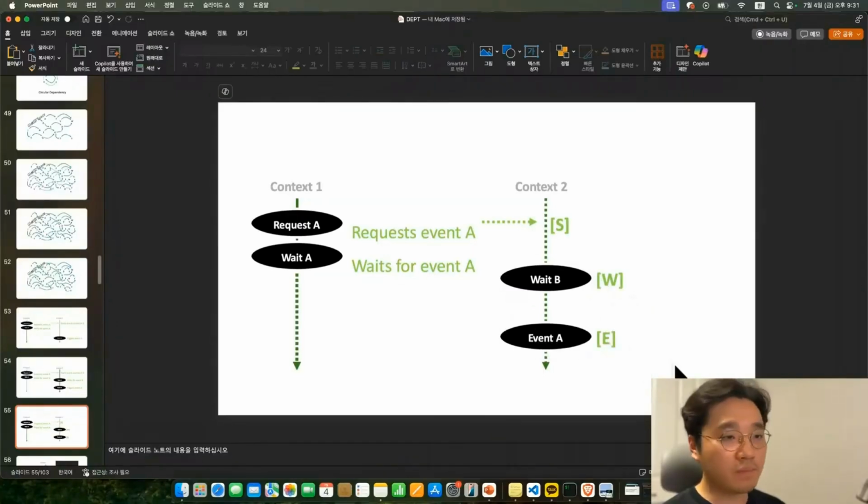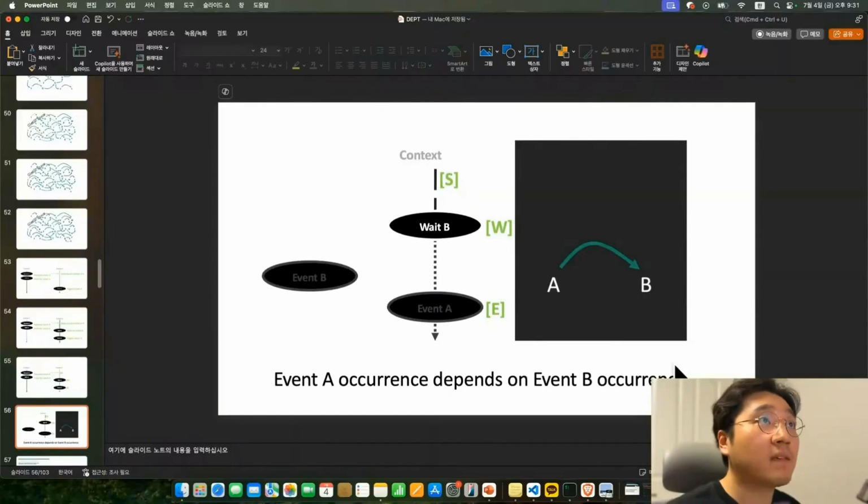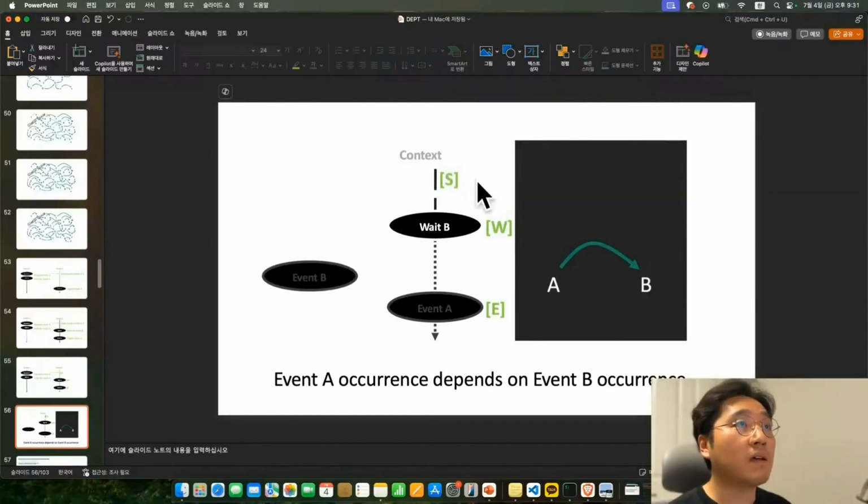So we can define, in the real report for the DEPT, that S is sent, but this is not focused on. This is not important. We need to focus on the E and W, because we need to focus on the dependency, right?